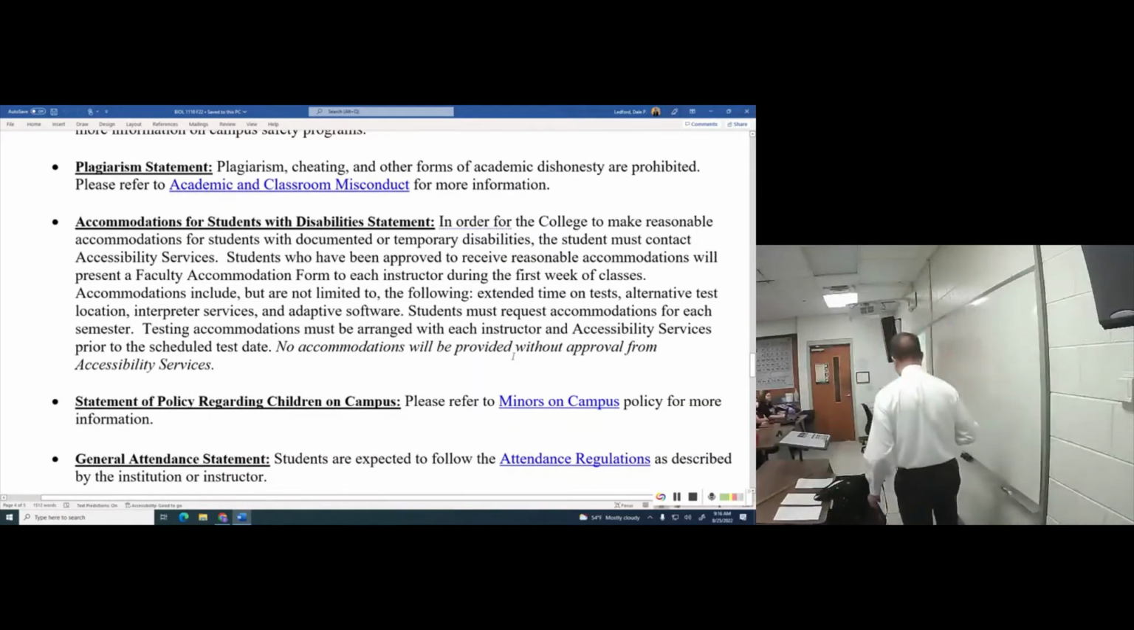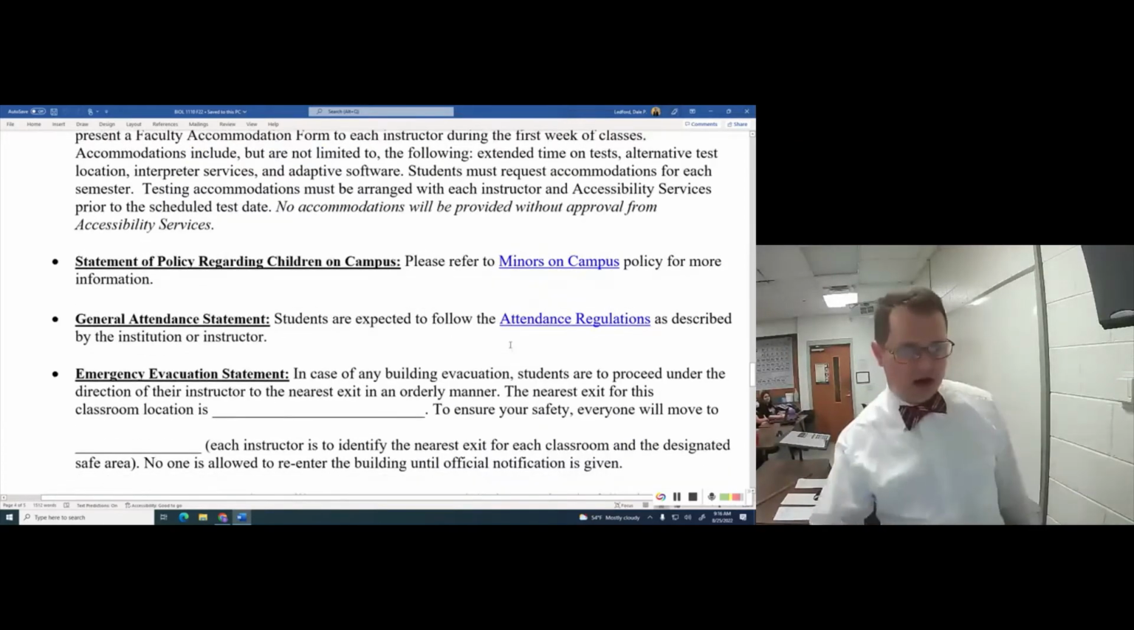If you have a disability, bring your accommodation letter. Give it to me. You can email it to me. I'll print it off and keep it. You will be accommodated, but I can't do anything without it. That's the rules. No children on campus.